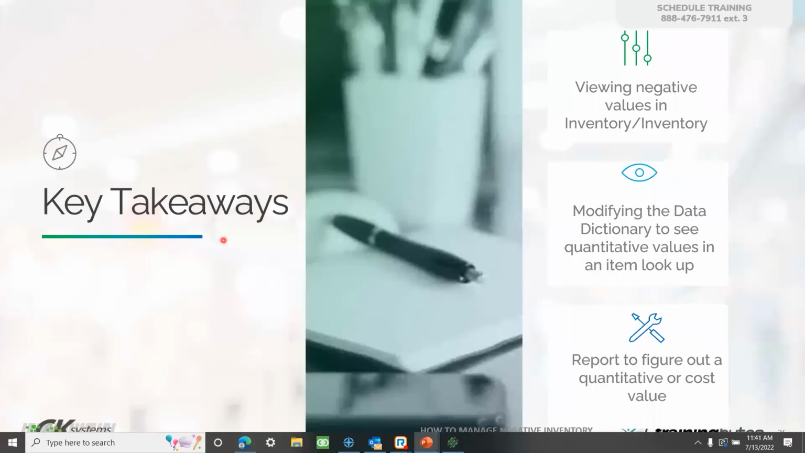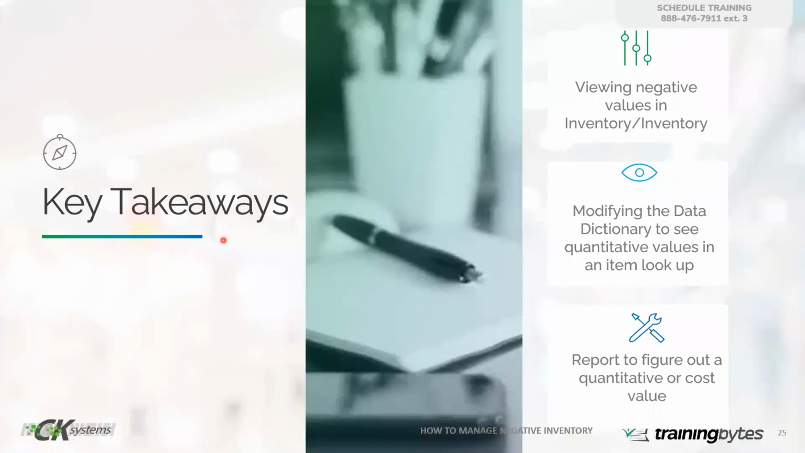So your takeaways here, you should know at the end of this session how to look for negatives in your inventory. You should be chasing them. And if you're a year, or let's say you're 6 or 7 months away from your next physical inventory, maybe you wait until that's done. But especially right after a physical inventory, you want to stay on top of this.